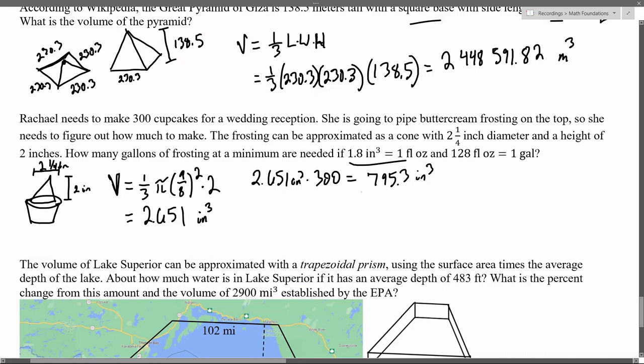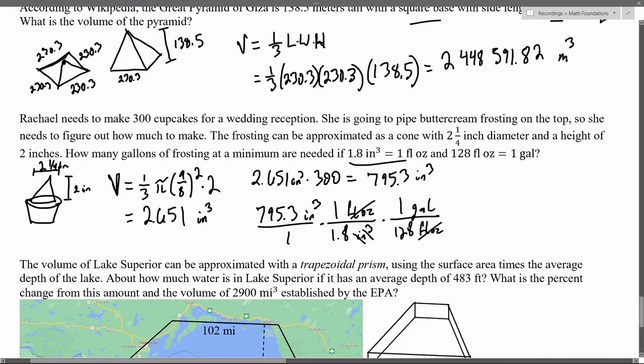So first off, we're going to do the unit conversion between inches cubed and fluid ounces. There's 1.8 inches cubed in 1 fluid ounce. I'm going to multiply that by 128 fluid ounces in 1 gallon. And now you can see the fluid ounces cancel and the inches cubed cancel, and you have just gallons as our unit measurement. So let's go ahead and solve that. 3.452 gallons of frosting is required.